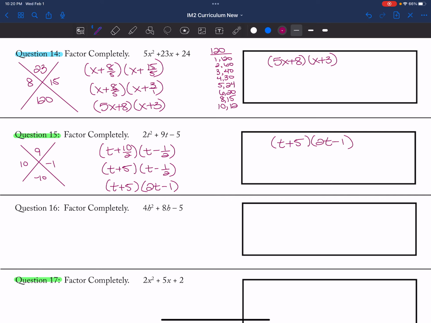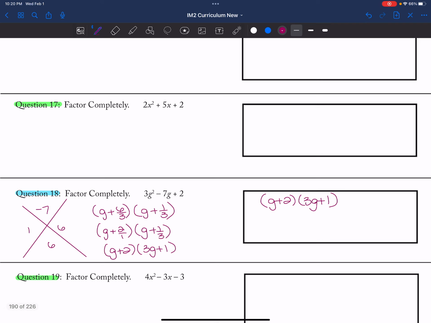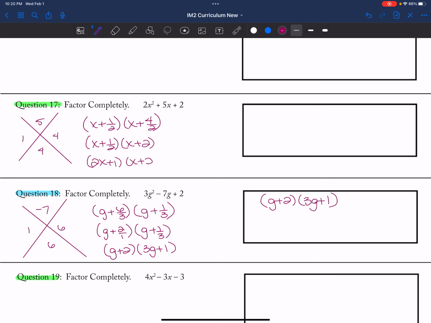Okay. And then 17, 5 on top and 4 on the bottom. So 1 and 4. So I have an x plus 1 over 2 and an x plus 4 over 2. So then I have an x plus 1/2 and an x plus 2. So then I have a 2x plus 1 and an x plus 2. So 2x plus 1 and an x plus 2.